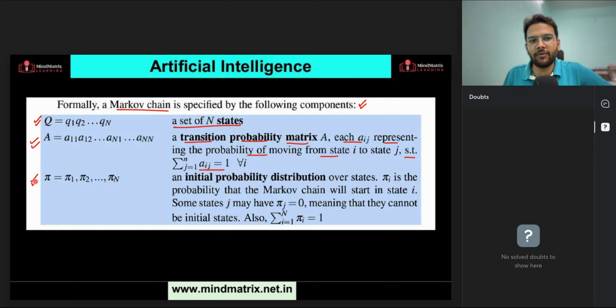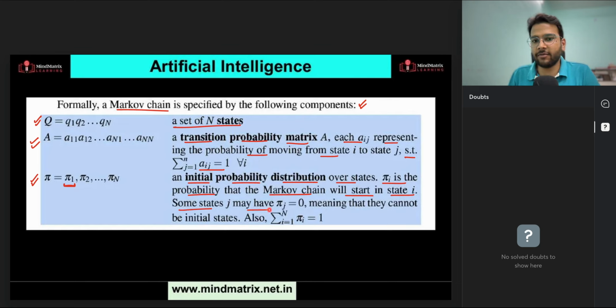What is the third component that we have? That is your initial probability distribution, which we talked about just now, that is pi. So pi is the initial probability distribution over states. Pi I is the probability that the Markov chain will start in state I. So pi I, that means the particular value that you have in that pi vector, that row vector, represents the probability that you are going to start from state I.